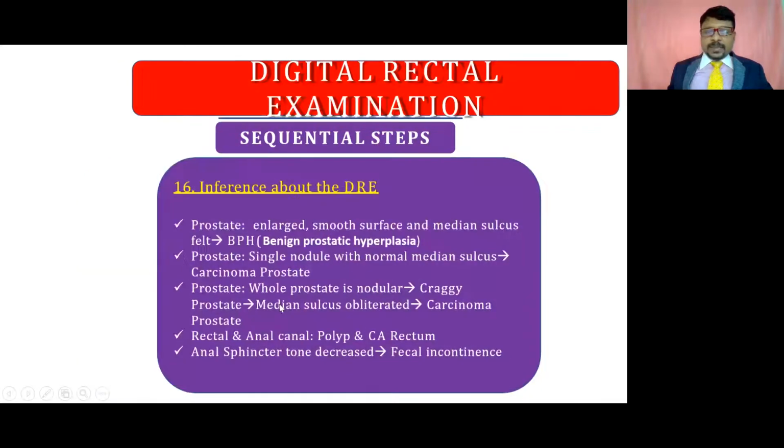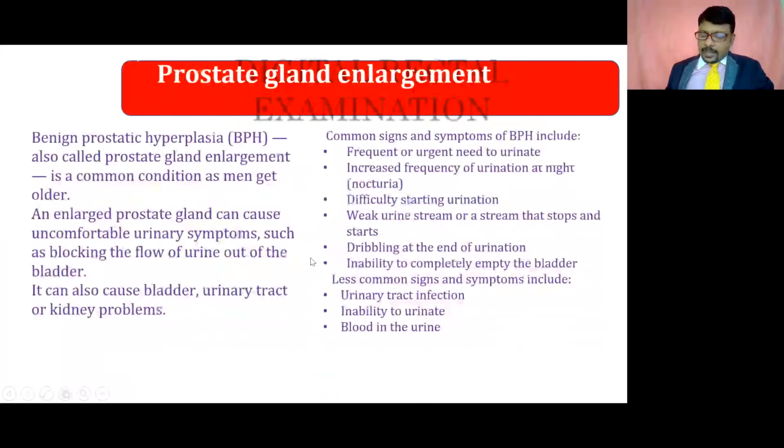So these are the assessment steps, and also the inferences about the digital rectal examination. Just now we discussed the sequential steps. First, in case of enlargement with a smooth surface and the median sulcus felt, it is benign prostate hyperplasia, that is, enlargement of the prostate gland. In case of a single nodule in the prostate with a normal median sulcus, it indicates carcinoma.